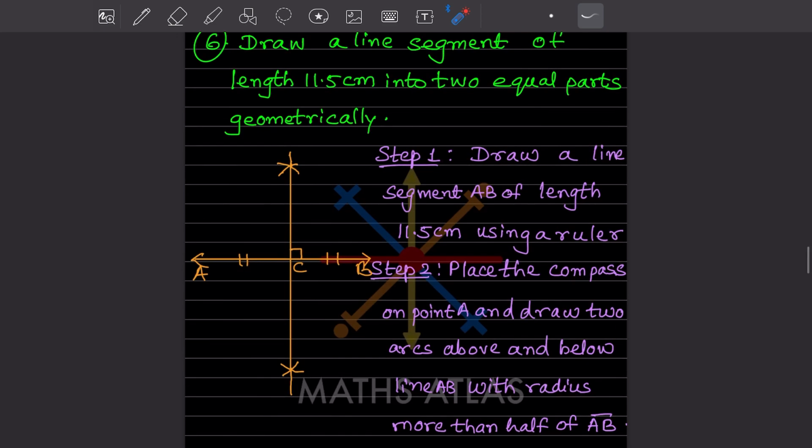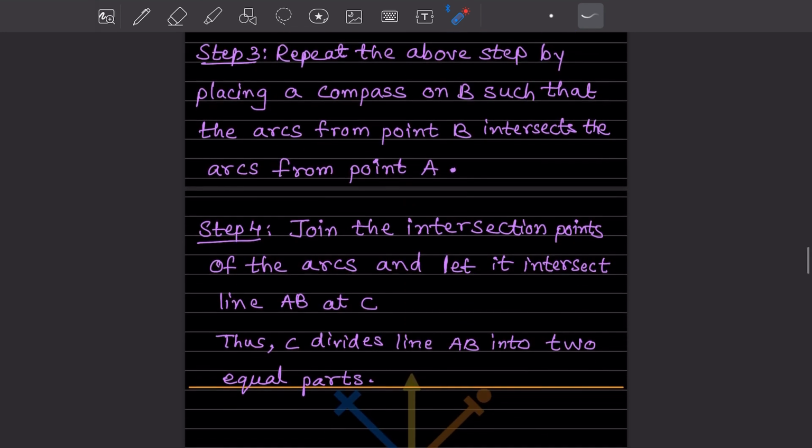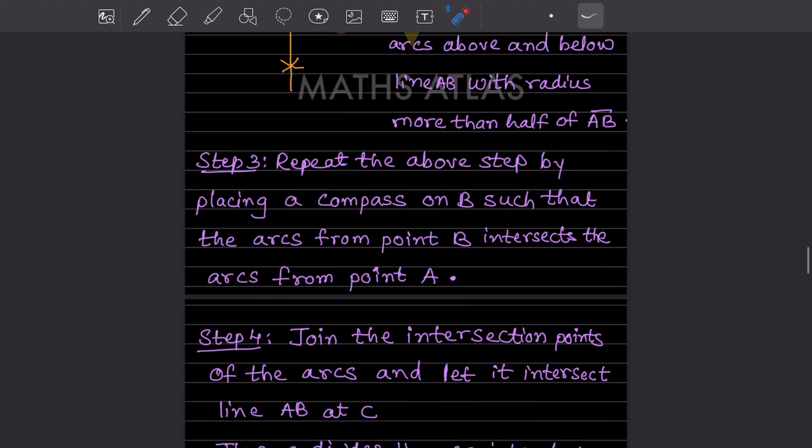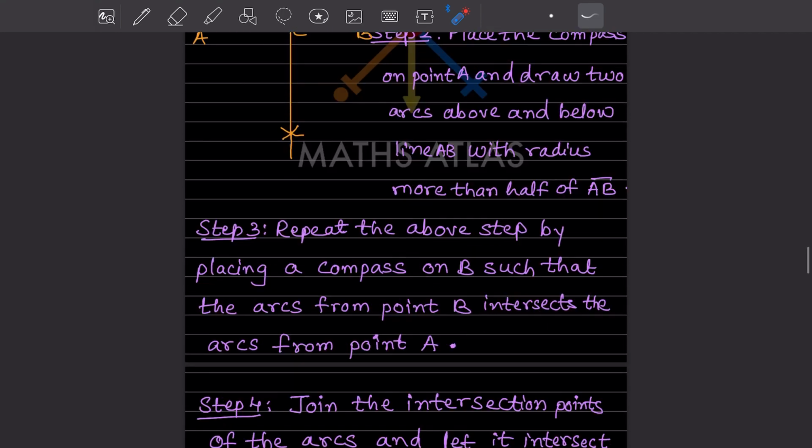So this is where it is intersecting. This point is called C. So we can say C divides line AB into two equal parts. So hope you got this one.